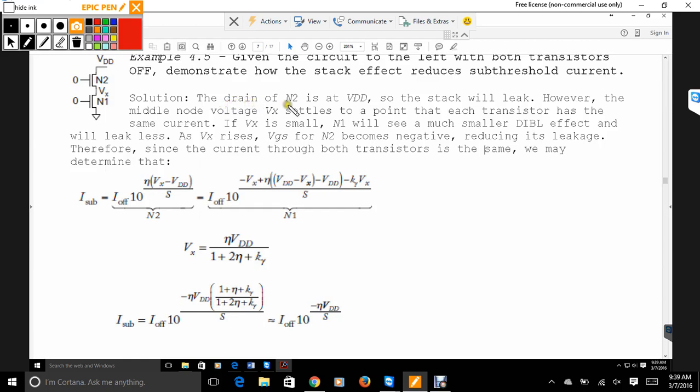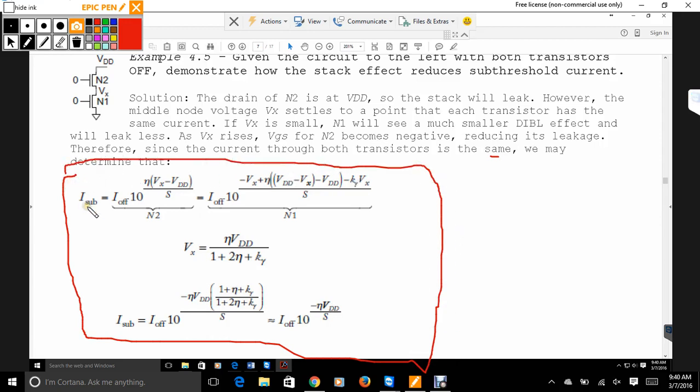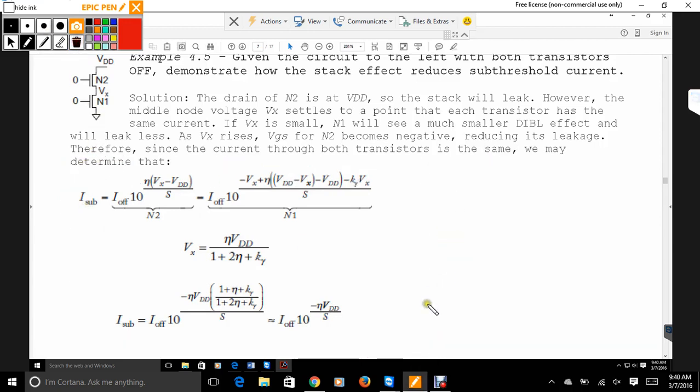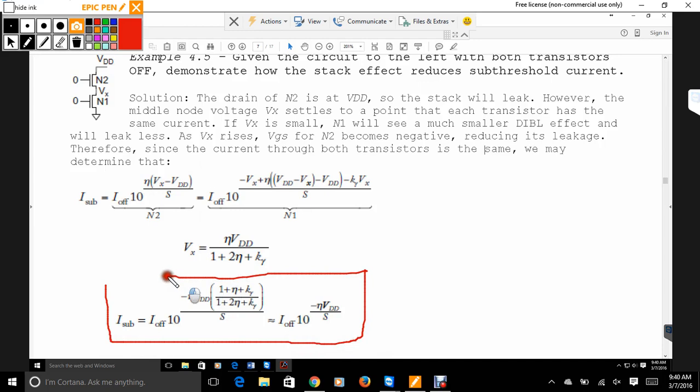So I'll read this. The drain of N2 is at VDD, so the stack will leak. However, the middle node voltage Vx settles to a point where each transistor has the same current. If Vx is small, N1 will see a much smaller drain-induced barrier lowering effect and will leak less. As Vx rises, VGS for N2 becomes negative, reducing its leakage. Therefore, since the current through both transistors is the same, we can determine that, and this is the equation that we just walked through. And so here, this last portion, we're just plugging the value back in, right?